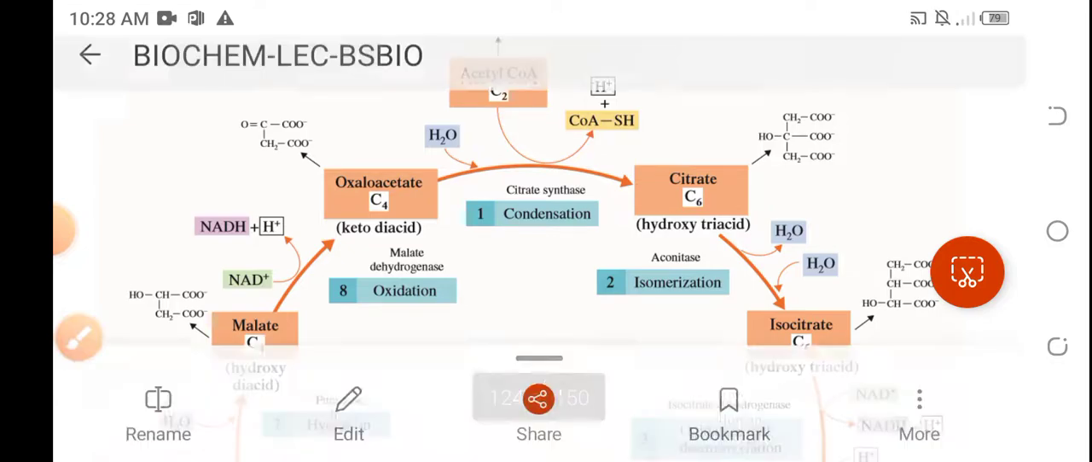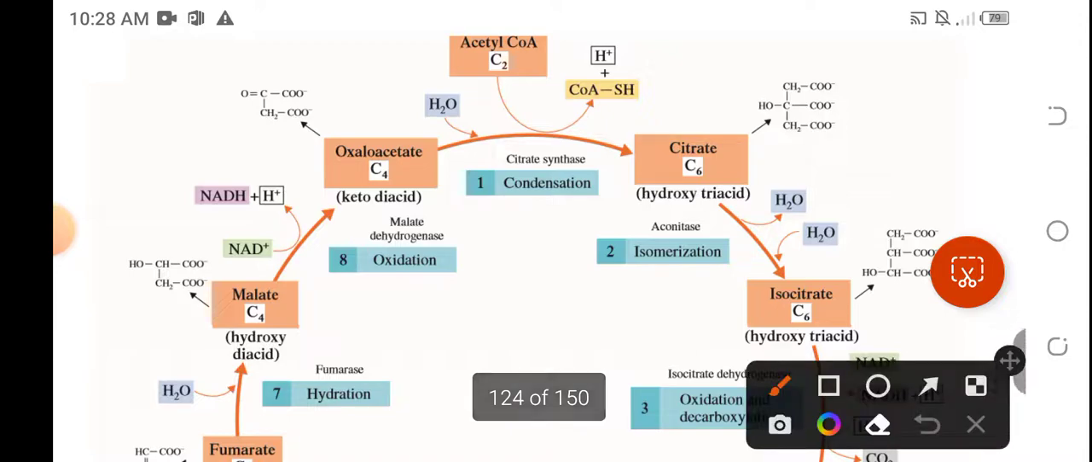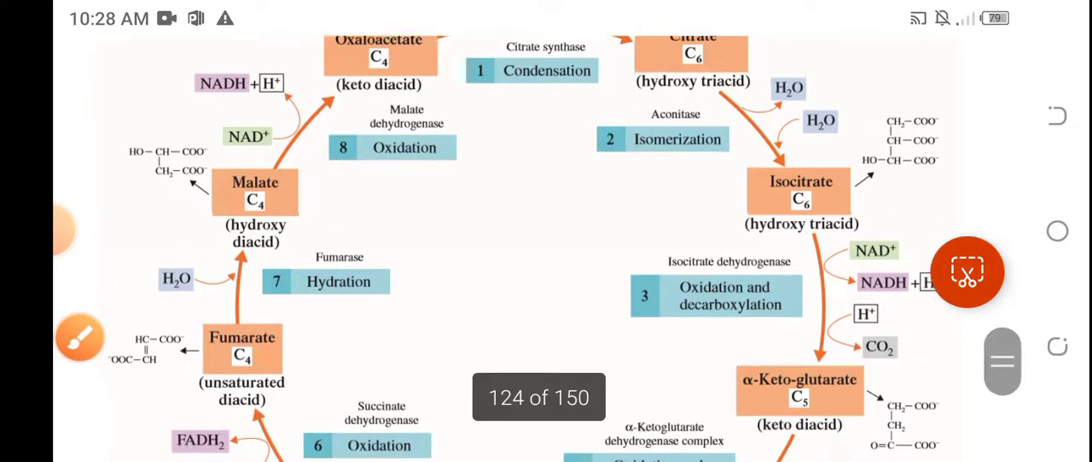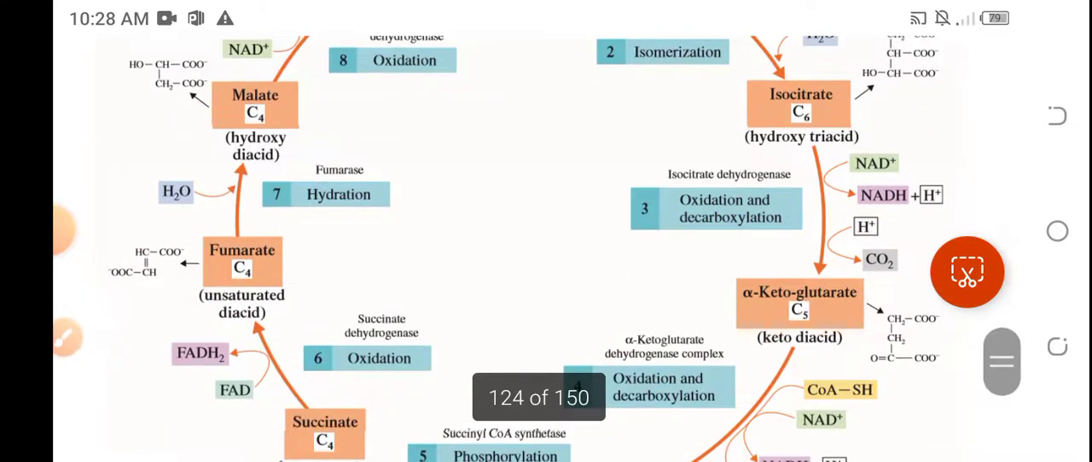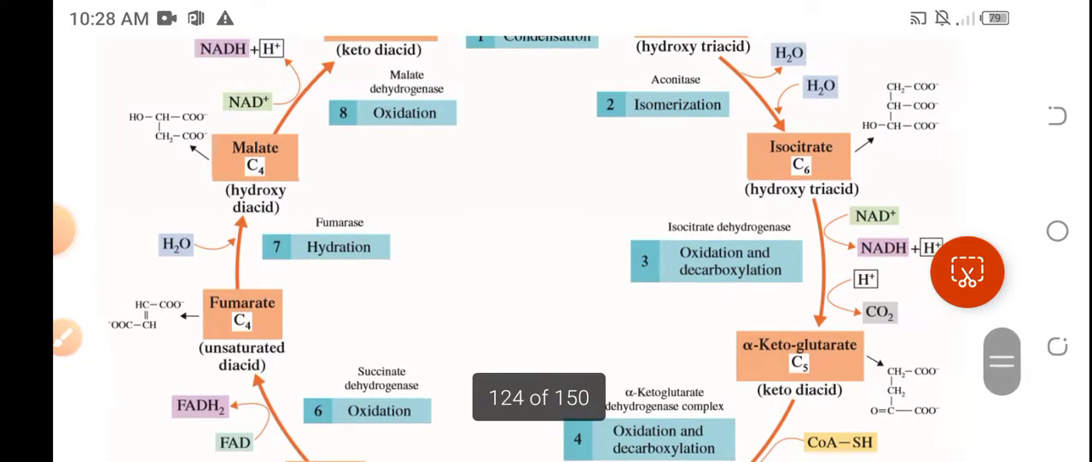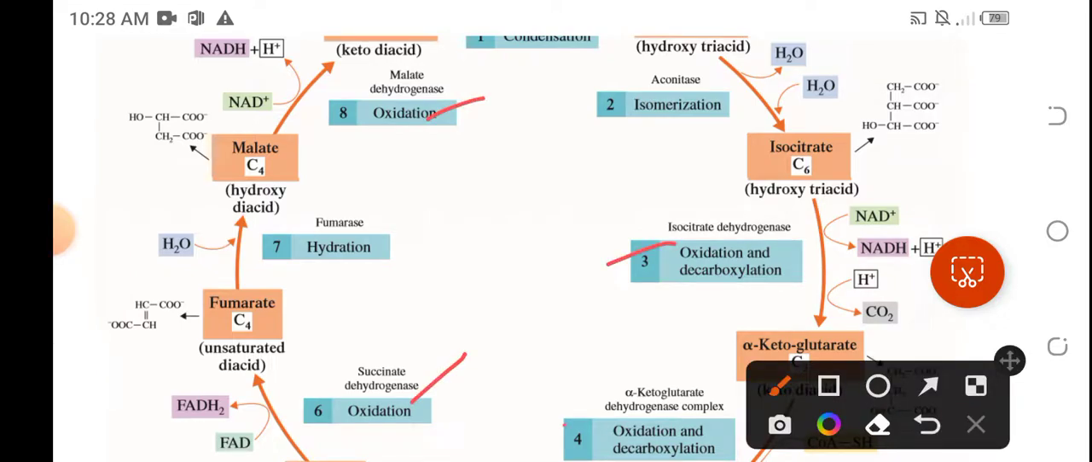Meron tayong 8 reactions during the Krebs cycle. We have condensation, isomerization, and then we have oxidation reactions, dalawang oxidation and decarboxylation, okay? And then followed by the fifth, phosphorylation, and then another oxidation, and then hydration, and then the last is oxidation. So, all in all, parang mayroon tayong 4 na oxidation reactions, may dalawang decarboxylation. Isang condensation, isomerization, hydration, of course, yung isa naman ay phosphorylation.